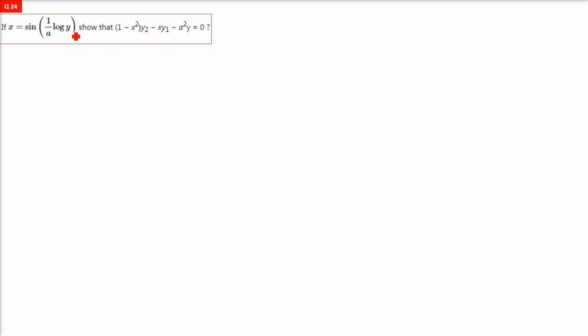Because differentiation of this will be quite a task, x equals sin(1/a log y). Taking sine inverse, it will be sine inverse x equals 1 by a log y. Let us multiply both sides by a. So we have a sine inverse x equals log y.